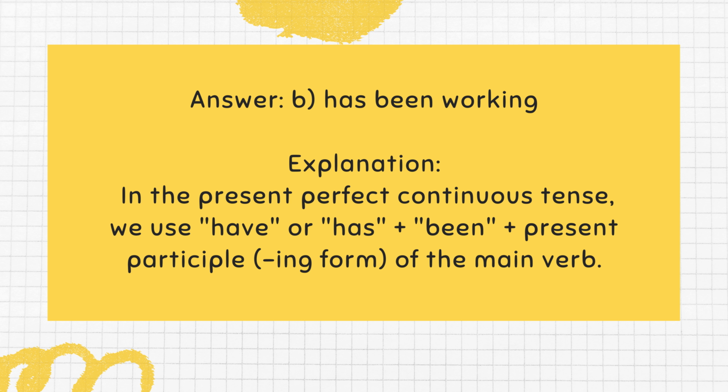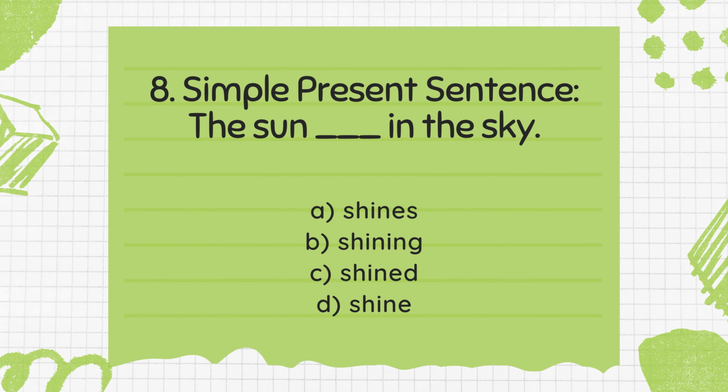Explanation: in the present perfect continuous tense, we use have, or has, plus been, plus present participle, ing form, of the main verb. 8. Simple present sentence.